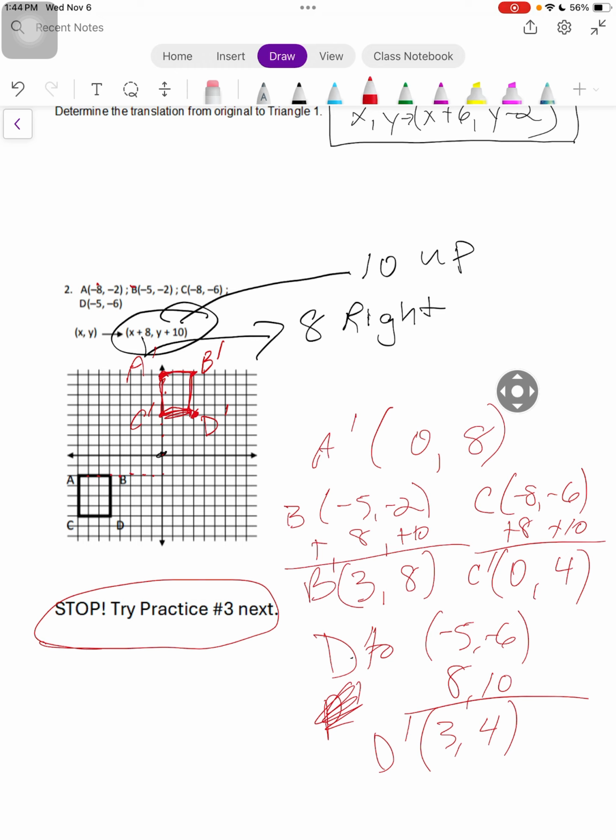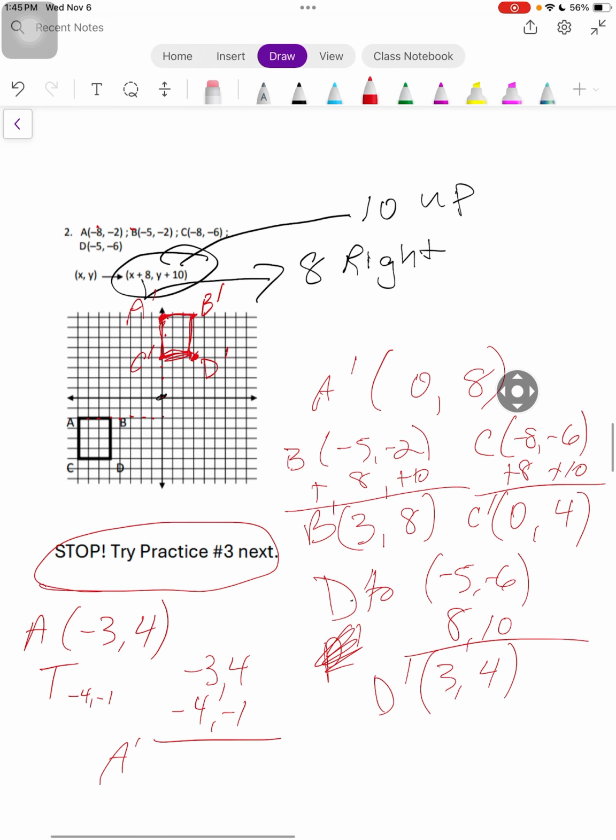So remember, you could see it in different ways. You might see something like, and you write this down if you have space, A is negative 3, 4, under a T of negative 4, negative 1. So all that really means is you're going to take the A and you are going to subtract 4 and subtract 1. See what you get for that. And your new A prime should be negative 7 and 3. Okay, so you don't need graph paper, you just need to know the rule. Okay, remember, it could be written as x plus and y plus, or it could be written as T with 2 numbers and a comma. All right, good luck.